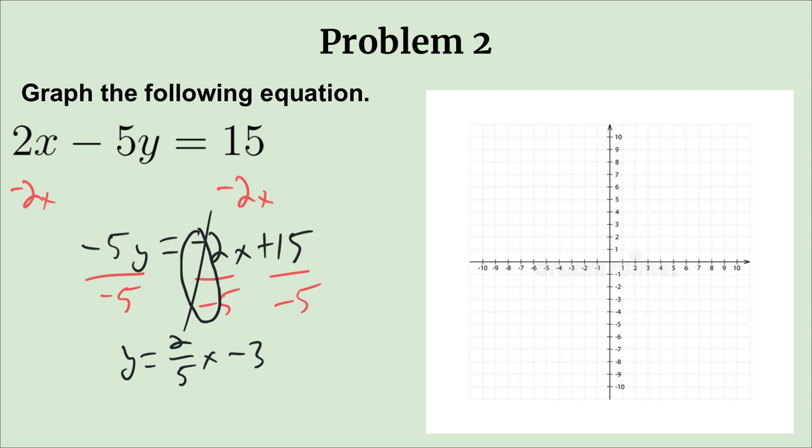So we'll start at -3. Go up 2, to the right 1, 2, 3, 4, 5. Up 2, to the right 1, 2, 3, 4, 5. And then connect your dots.